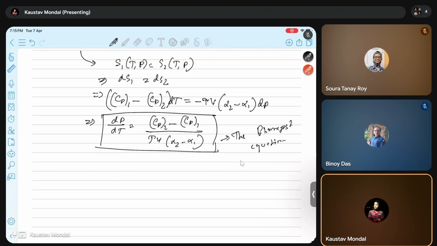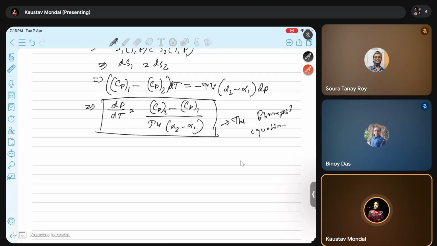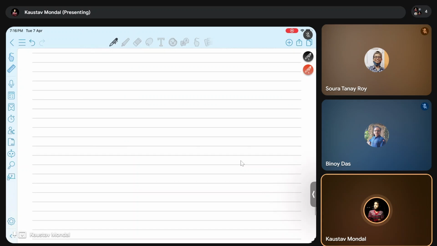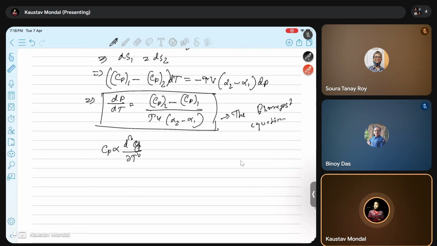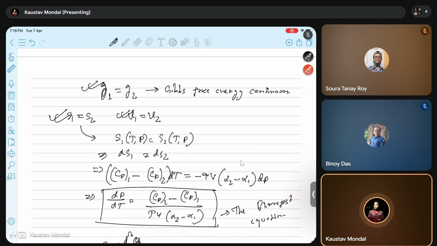Here, as you can see, this equation is written in terms of Cp. Cp and Cv are basically double derivatives of the Gibbs free energy. So since for the second order phase transition the double derivative of Gibbs free energy has some discontinuity, that can be measurable. From that value of discontinuity, we can calculate Cp2 minus Cp1, and from there you can calculate the slope of the phase diagram of this kind of second order processes.